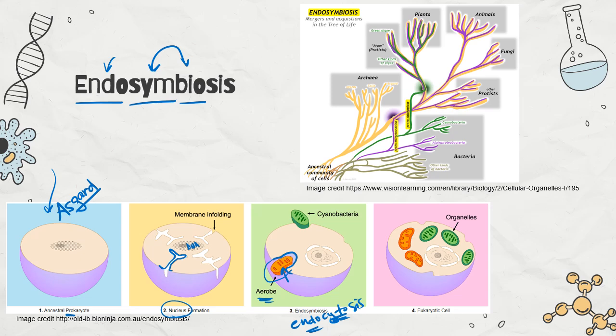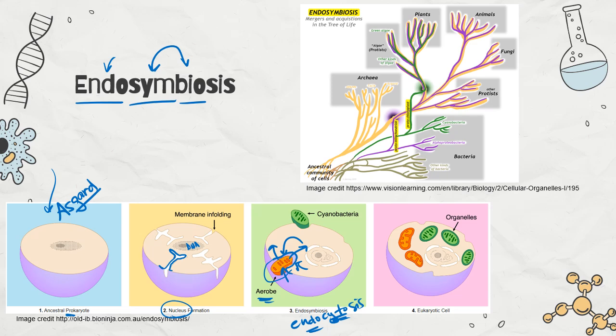But instead of digesting this bacteria cell, instead of breaking it down and killing it, what happened was the host cell started feeding it glucose and oxygen, and then that aerobic cell started pumping ATP out for the cell. And so they had this symbiotic relationship. They were helping each other survive a little bit better.